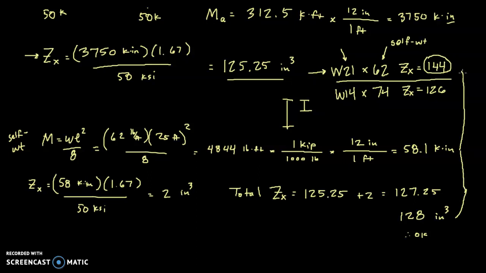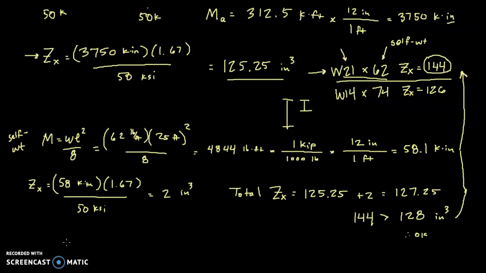Trying to draw a long arrow, it's a little hard to do. If I point up here to the ZX I've actually provided by choosing a W21 by 62, that is still adequate. 144 is greater than 128. So as far as stress is concerned, it's good. Even including the self-weight, the plastic section modulus is big enough that it will not exceed the allowable stress.